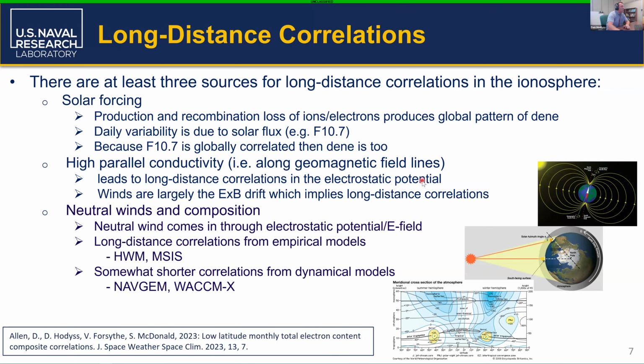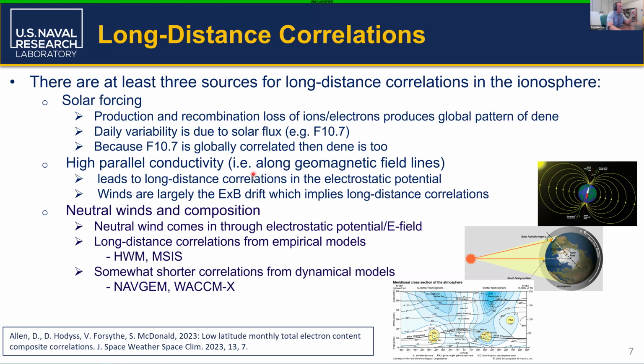So why does all this happen? Well, there are three things that we've seen that look like they control the long distance correlations in the ionosphere. So one is just solar forcing. Both the production of electrons and the recombination loss of ions and electrons are both functions of F10.7, and F10.7 induces this kind of global correlation around the globe through both production and recombination. And I'll give an example of that later in the talk.